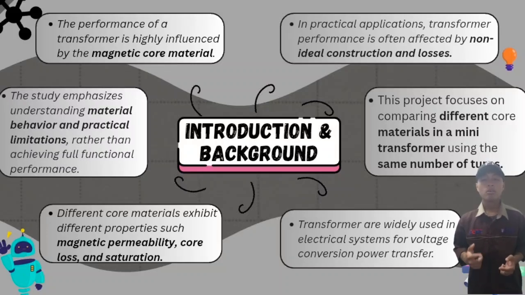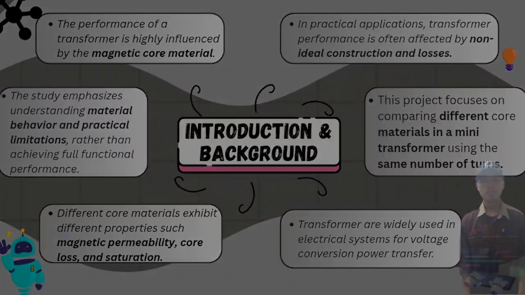This project focused on comparing different core materials in a mini transformer using the same number of turns. And the last one is, in practical application, transformer performance is often affected by non-ideal construction and loss.